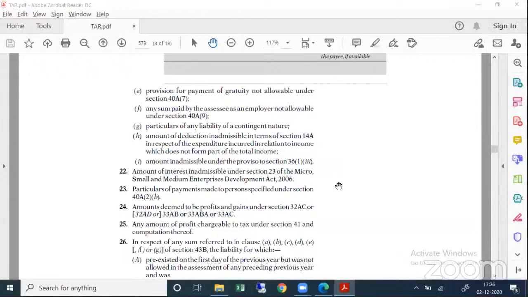So circular 143 dated 20th August 1974 itself says that the auditor can rely upon the assessee's disclosure of the related parties. Therefore, we can also rely on our statutory audit report.